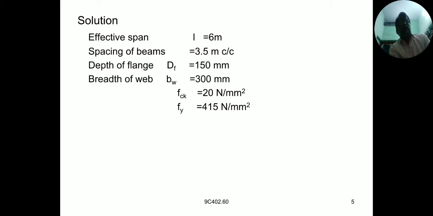Effective span L is equal to 6 meters. Spacing of beams is equal to 3.5 meters center to center. Depth of the flange, Df, is equal to 150 mm. Breadth of the web, bw, is equal to 300 mm. fck 20 newtons per mm square. fy 415 newtons per mm square.